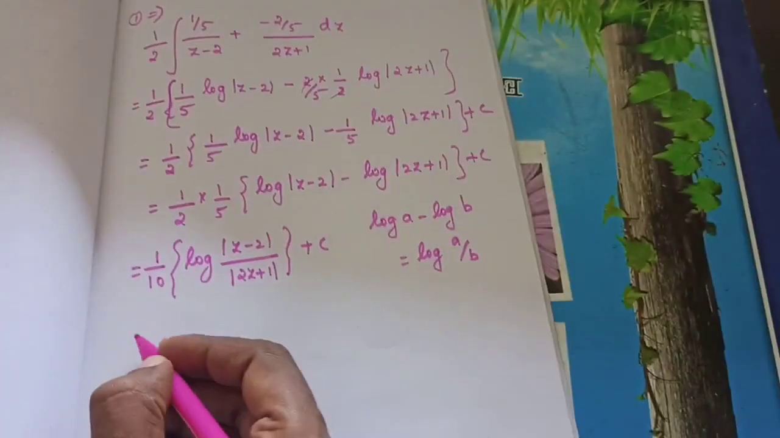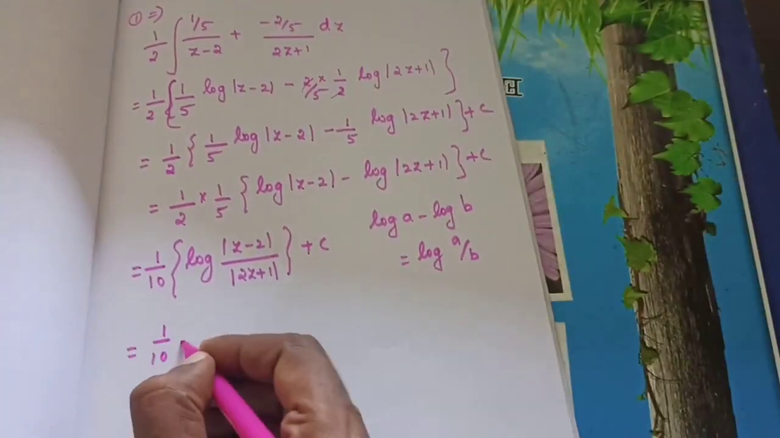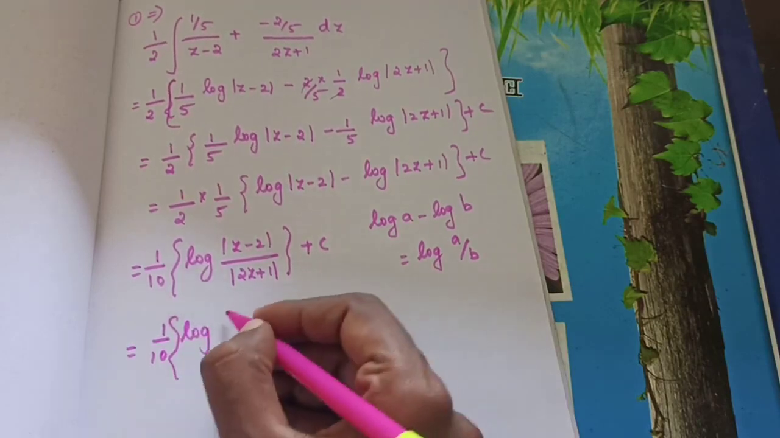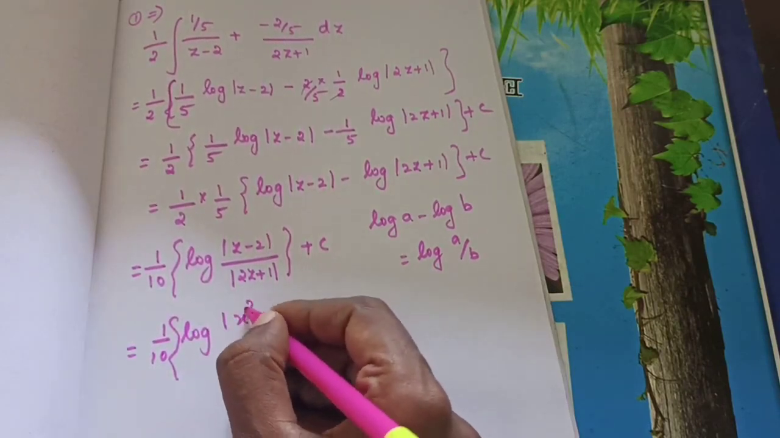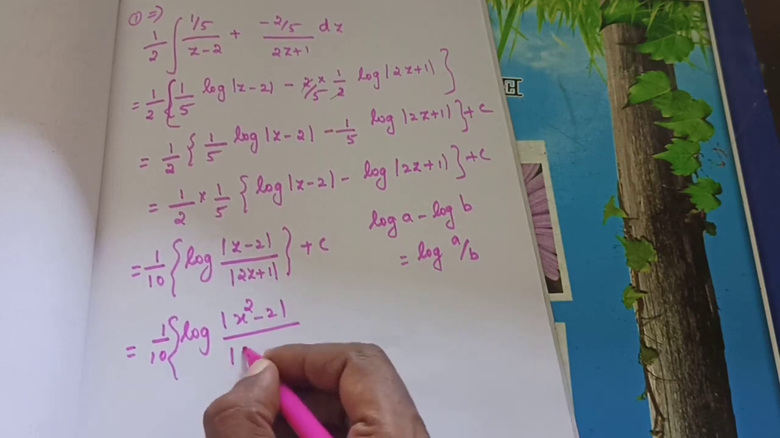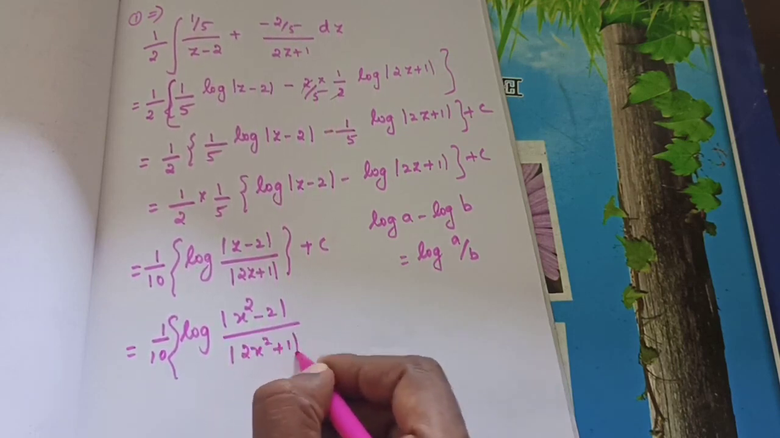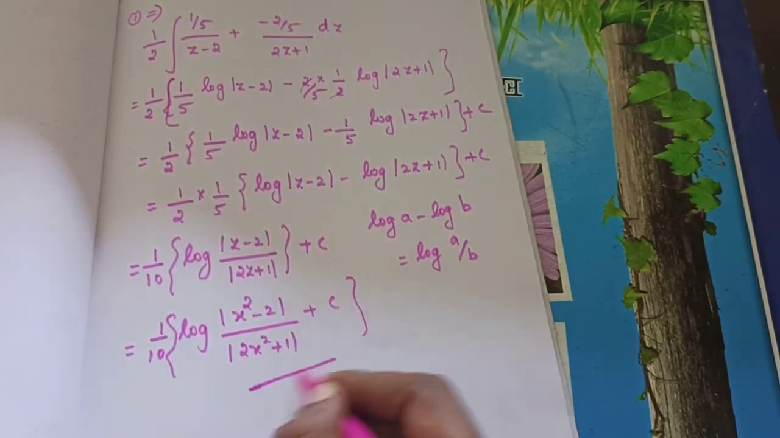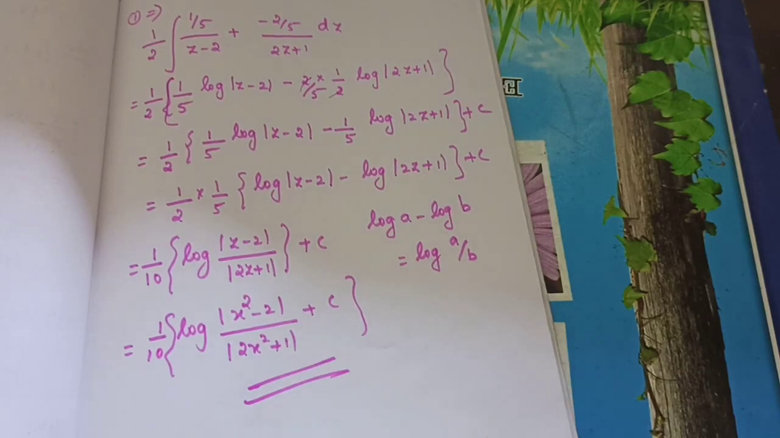Plus c. That's equal to 1 by 10 into log of, what is the z value? x square minus 2 plus 2x square plus 1 plus. This is the answer. Have you got it?